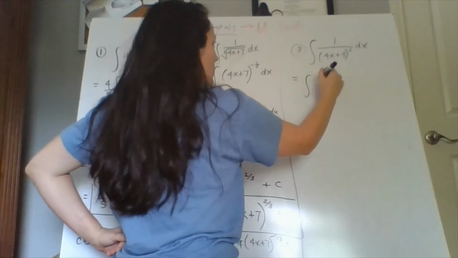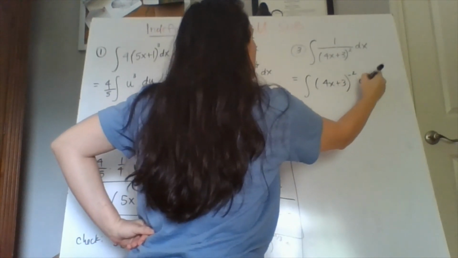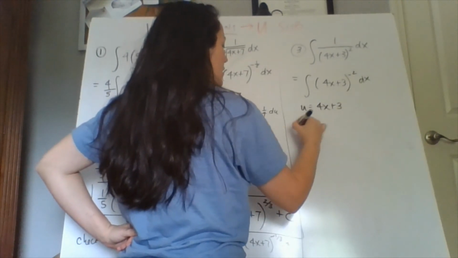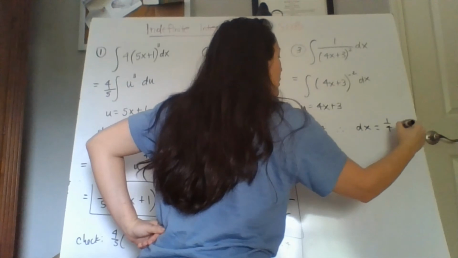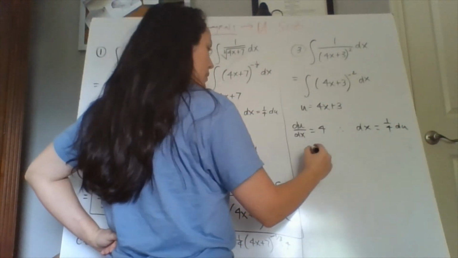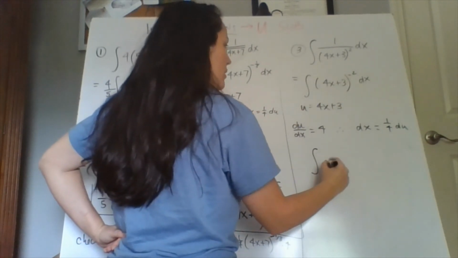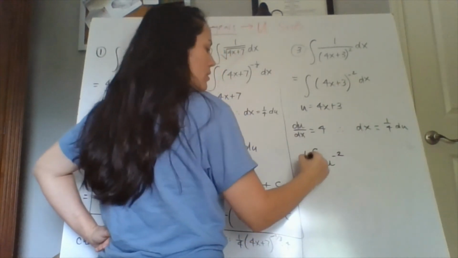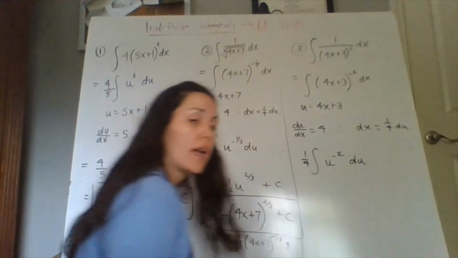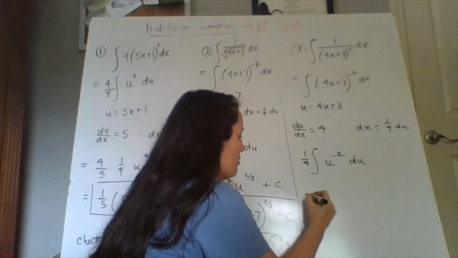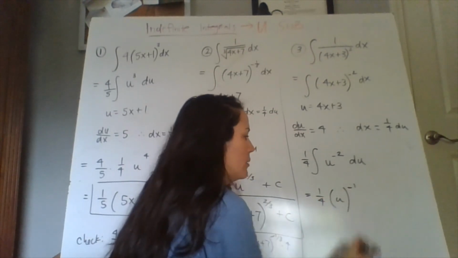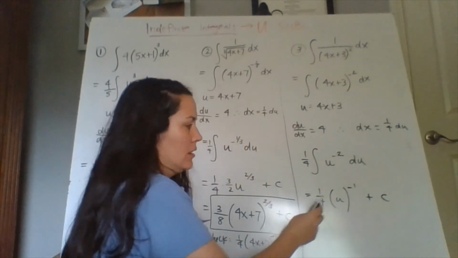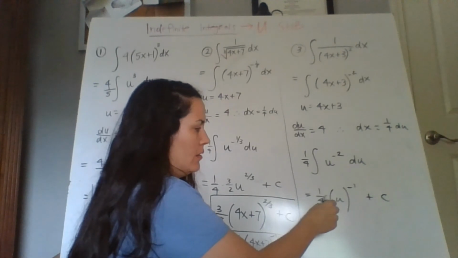All right, next one. I'm going to rewrite this. 4x plus 3 to the negative 2 power. u is 4x plus 3. The derivative of u with respect to x is 4. So I can solve for dx, 1/4 du. And I'm just plugging everything in. So I have the integral of u to the negative 2 power, dx is 1/4 du, and I'm ready to anti-derive, adding 1 to it. So I have 1/4 times u to the negative 2 plus 1, negative 1 power, plus c. And then I should multiply this by negative 1 there.